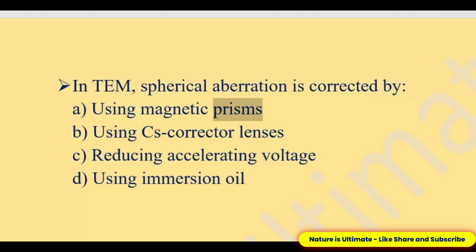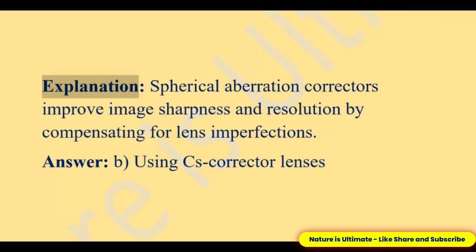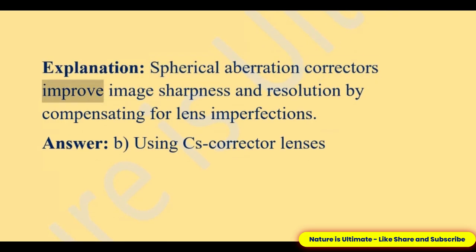In TEM, spherical aberration is corrected by: A. Using magnetic prisms. B. Using Cs corrector lenses. C. Reducing accelerating voltage. D. Using immersion oil. Explanation: Spherical aberration correctors improve image sharpness and resolution by compensating for lens imperfections. Answer: B. Using Cs corrector lenses.